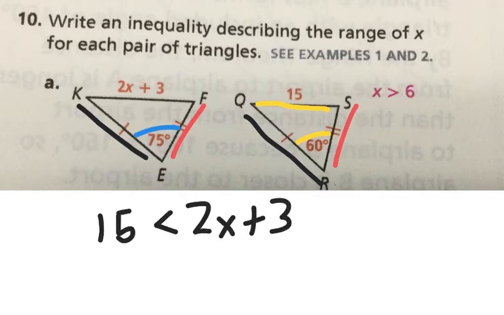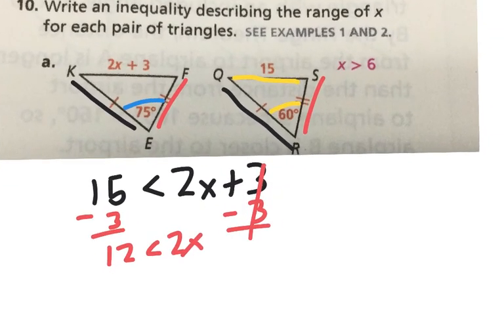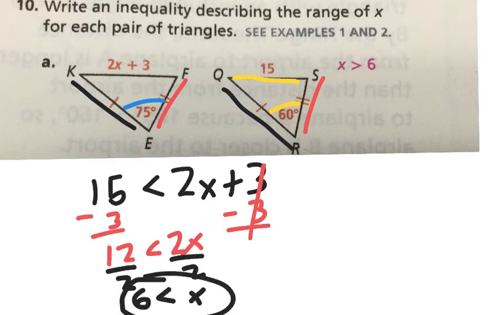So now this is an inequality, and we solve it just like an equation. So we're going to get x by itself by subtracting 3 from both sides. That's going to give me 12 is less than 2x. And now x is being multiplied by 2, so I'm going to divide by 2. That tells me x must be greater than 6. Right? So that would be our answer there. And you're going to have some that are similar to this in your homework.